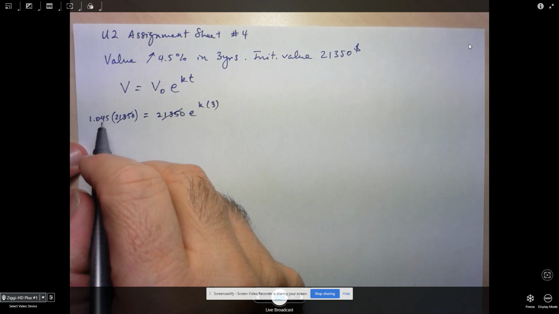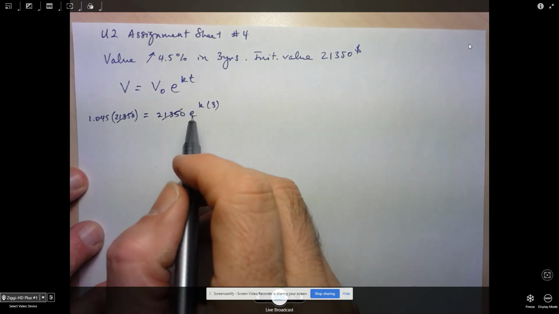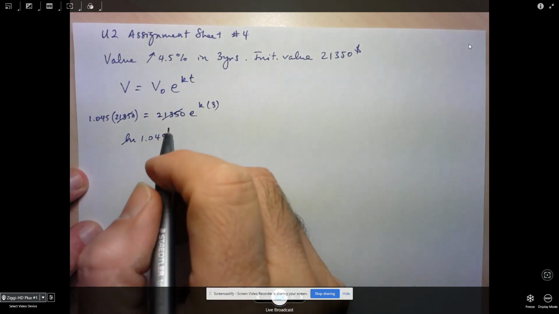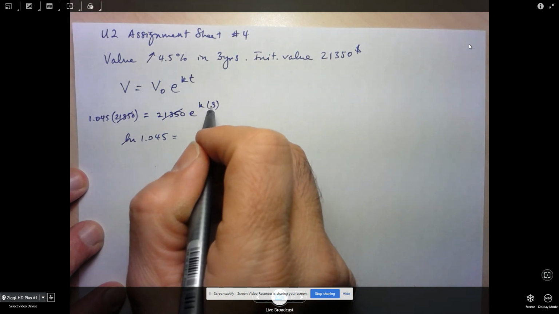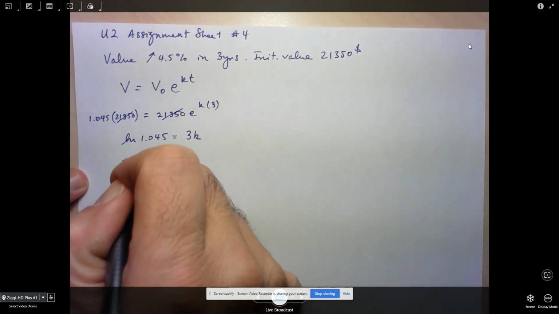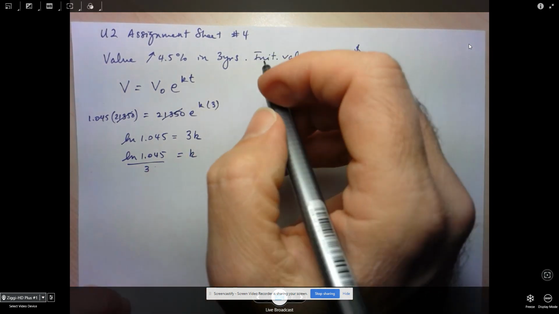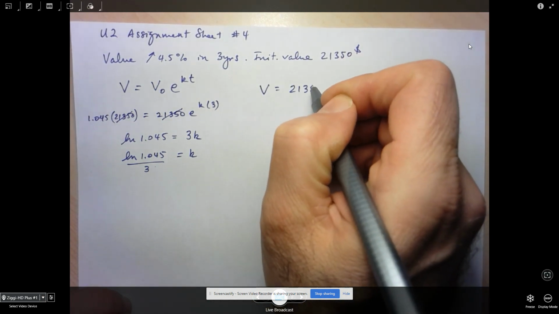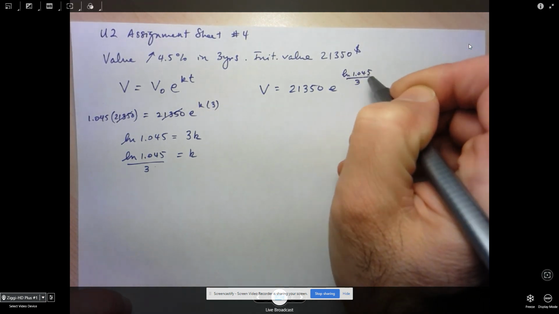So what we're left with is 1.045 equals E to the 3K, and that's very easy to solve because we just take the natural log of both sides. So on the left we have ln of 1.045, and here we've got ln of E to the 3K. ln and E are inverses of each other, so we're just left with 3K. And so K is just equal to ln of 1.045 all over 3. That means that the model we're going to use for the value of this item is V equals 21,350 times E to the ln 1.045 over 3 times T.